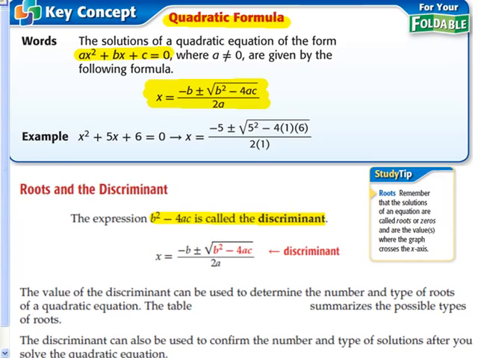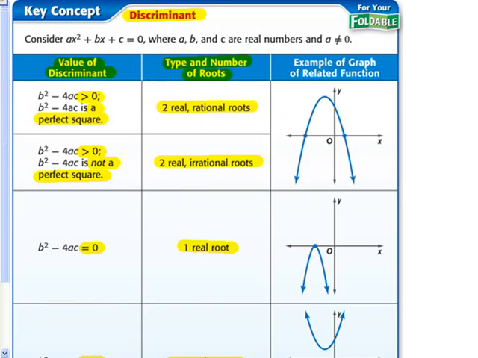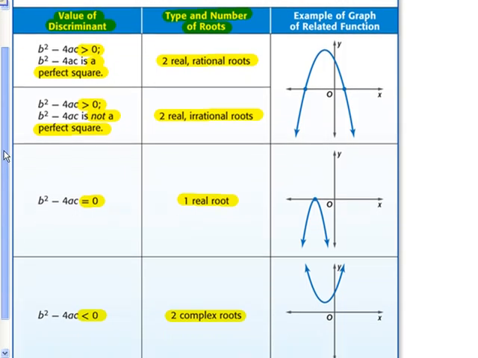All right, and then the other stuff we need to write down is a little bit more about the discriminant. So just copy down the highlighted stuff. You don't need all the extra things.